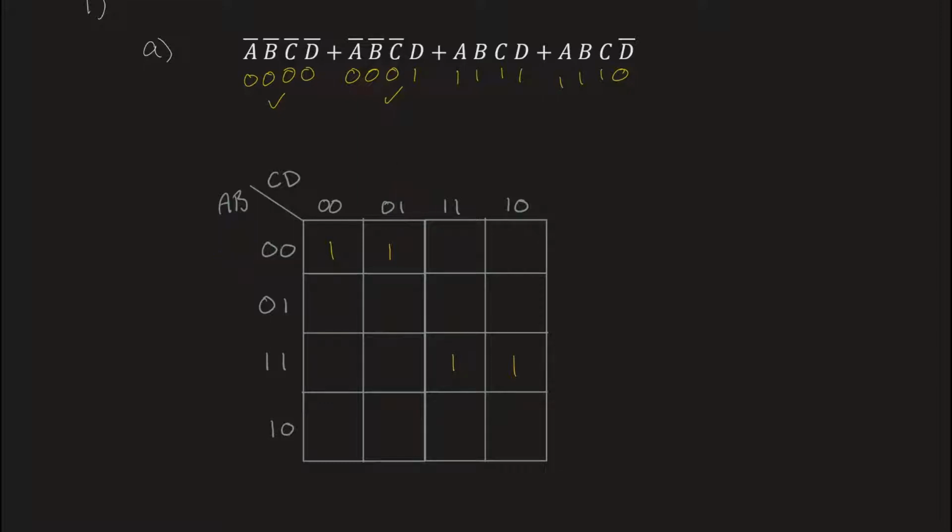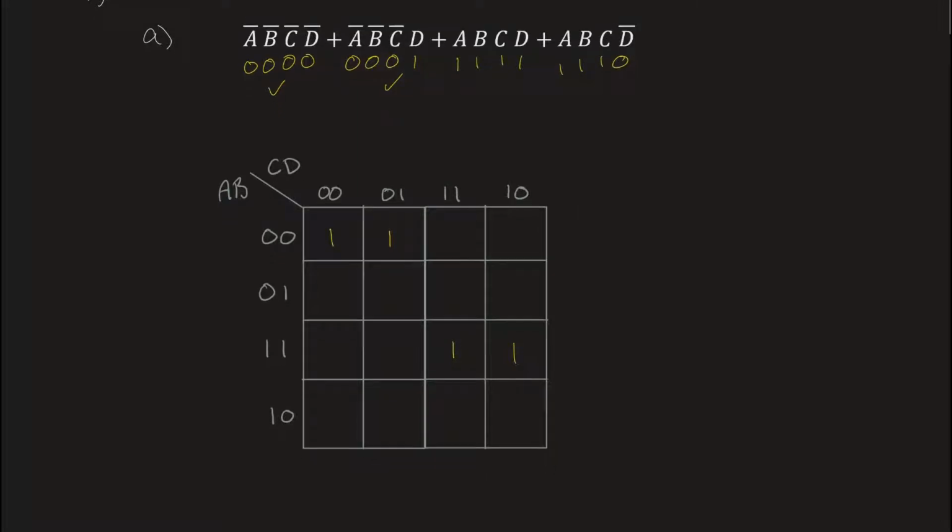Next thing we need to do is group our ones. So remember, we want the biggest groups we can make. It has to be powers of 2. We have to make sure we include all the ones, but if a 1 is in more than one group, that's fine. Wraparound is okay, and it must be perfect squares or rectangles. So it looks like there's not much choice here, right? We've got a group of 2 here, and we've got a group of 2 here. Next thing I want to do is indicate my regions.